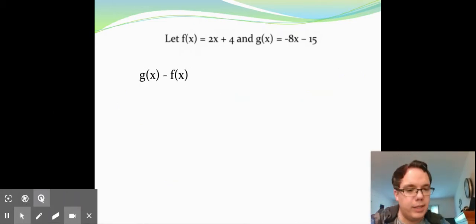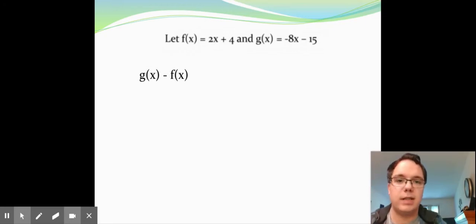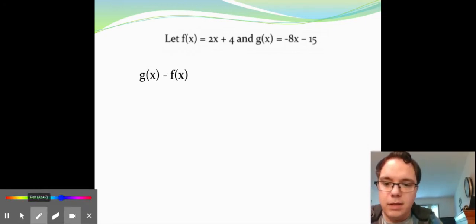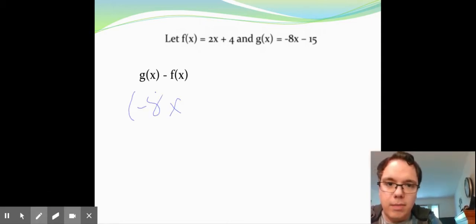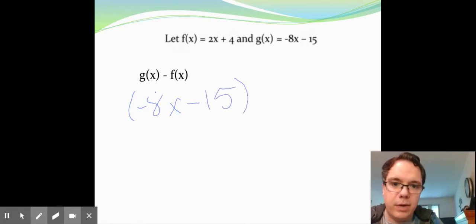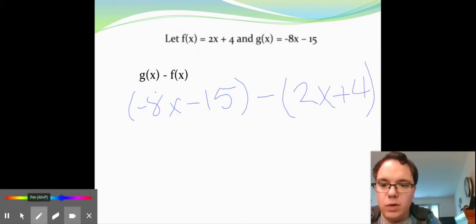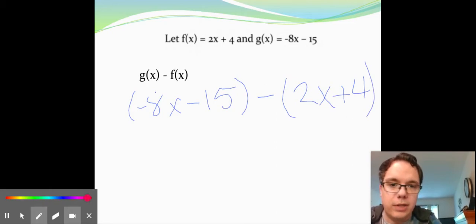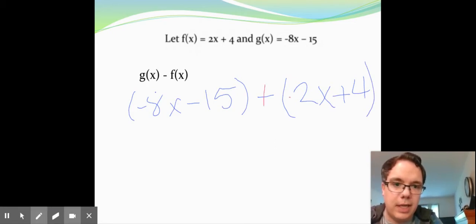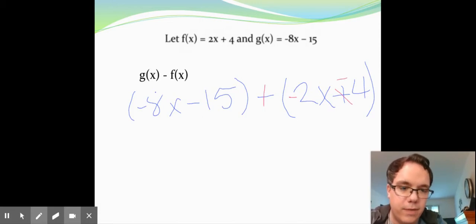All right, let's do another example of subtracting. So this time, let's take g of x minus f of x. So it's my g of x first, so I have negative 8x minus 15. And from that, we're going to subtract 2x plus 4. So remember, when we subtract, we're going to take our subtraction and turn it to addition and change all the signs in the second expression. So we now have negative 8x minus 15 plus a negative 2x minus 4.